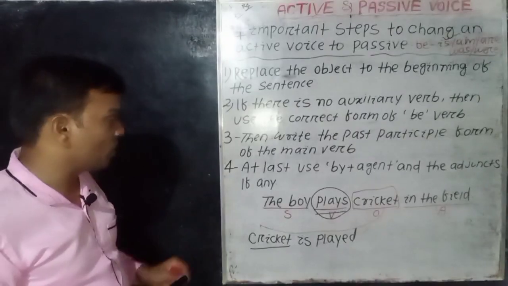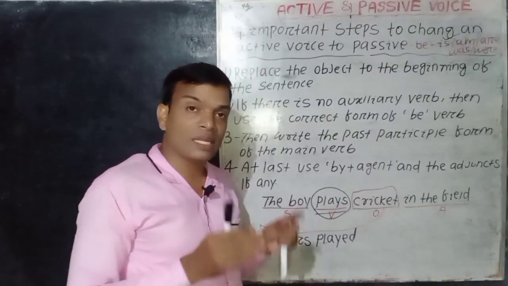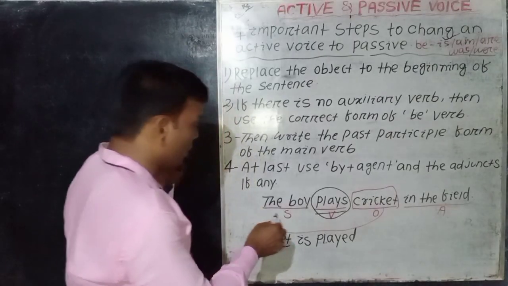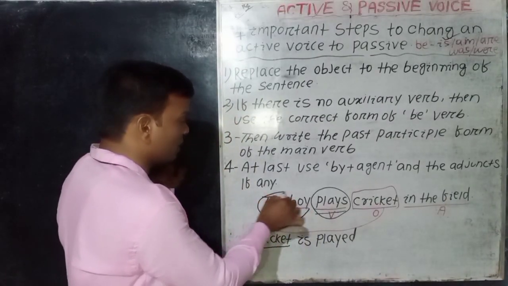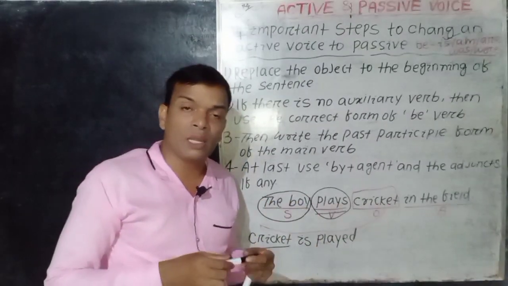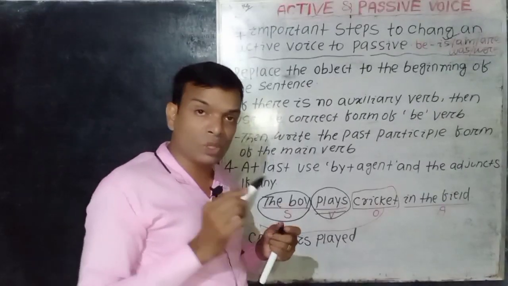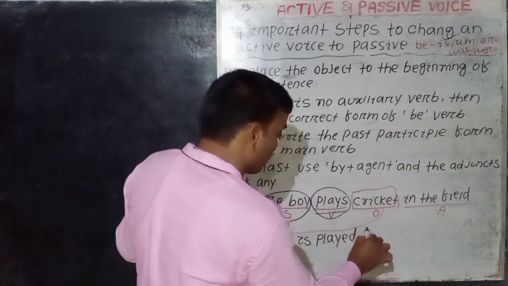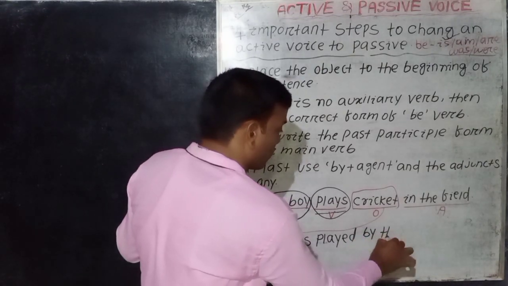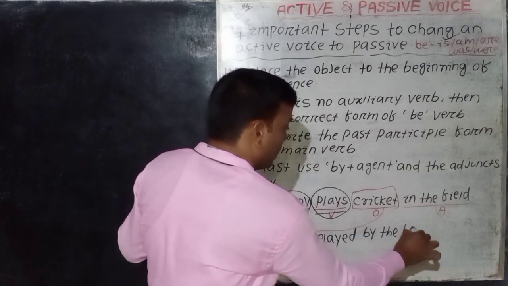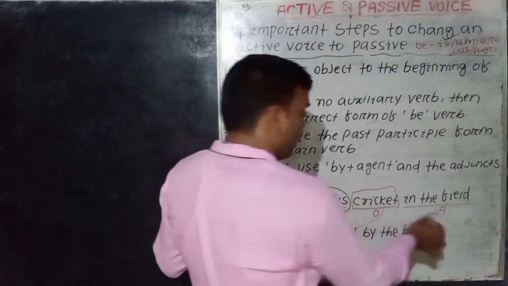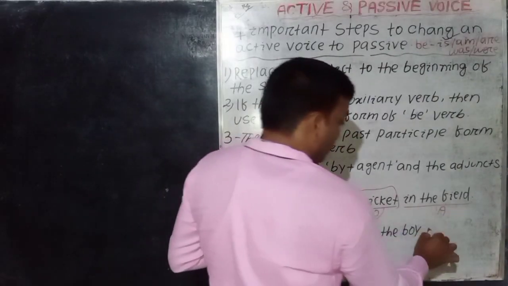Step 3. Then step 4. At last, use the by plus agent. See here the agent or the subject is the boy. If you want to write it in your passive voice, you must write it with by. That means cricket is played by the boy. Then use the adjunct in the field.